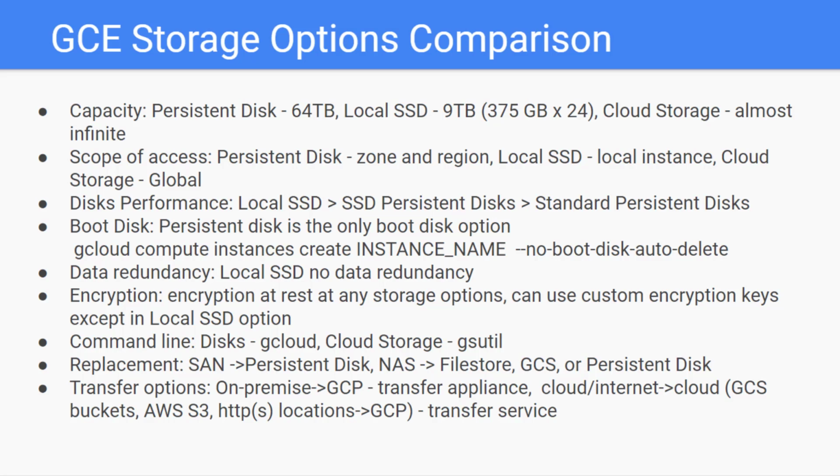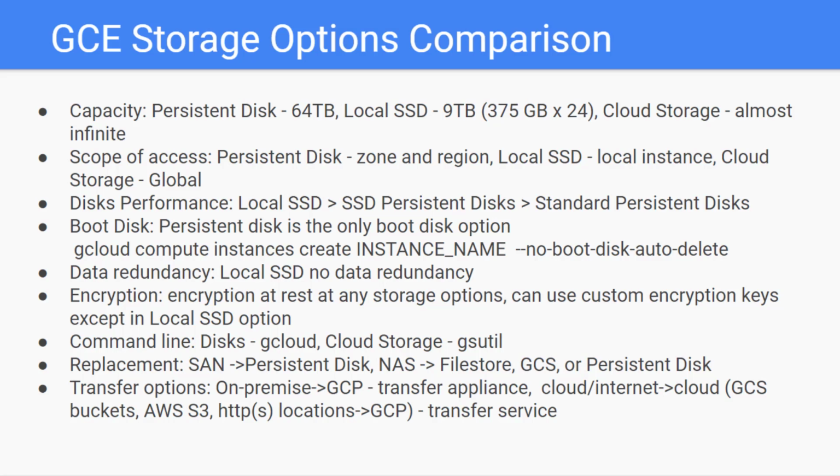Let's look at the capacity. Each persistent disk can be up to 64 terabytes in size, so there's no need to manage arrays of disks to create large logical volumes. Each local SSD is 375 GB in size, but you can attach a maximum of 24 local SSD partitions, so that gives you a total of 9 terabytes per instance. Cloud storage buckets give you almost infinite storage.